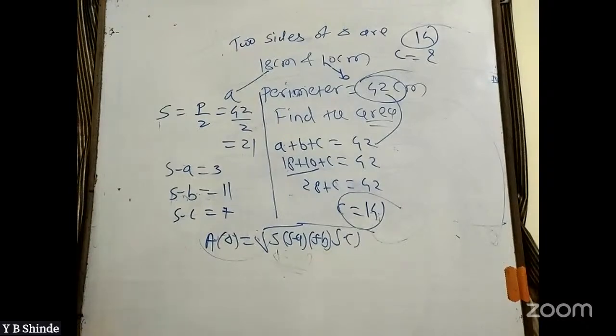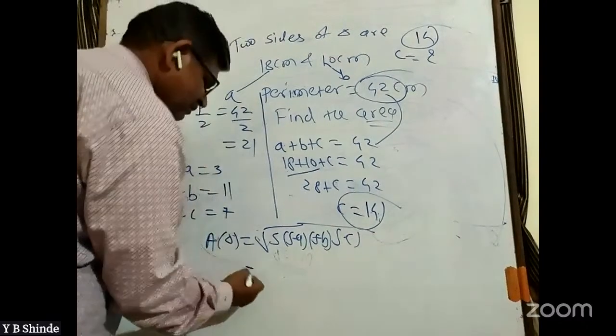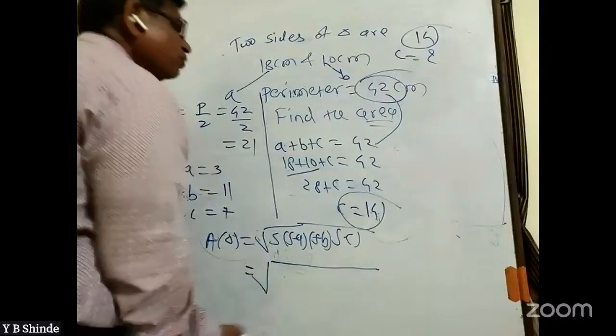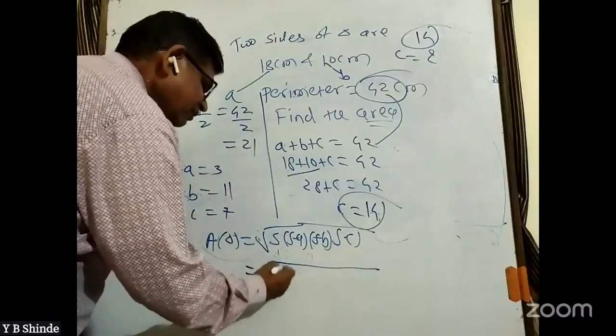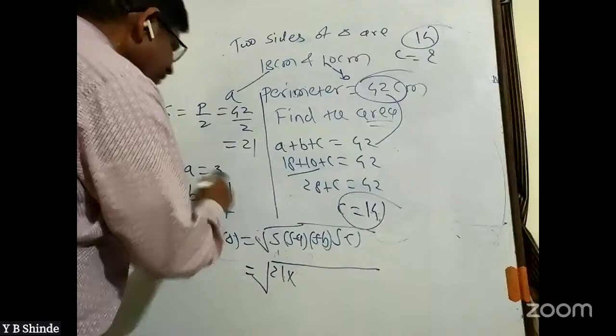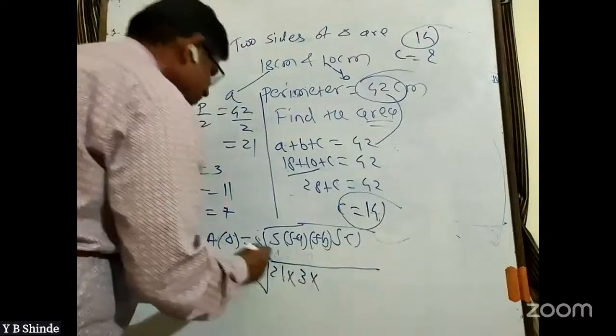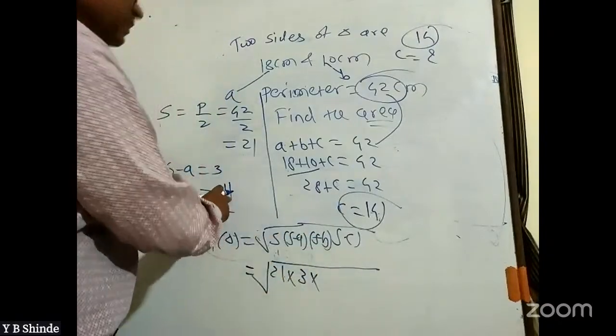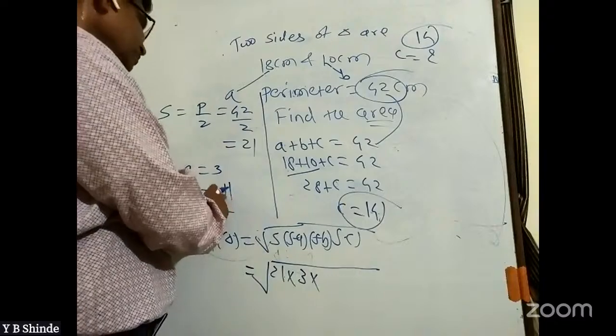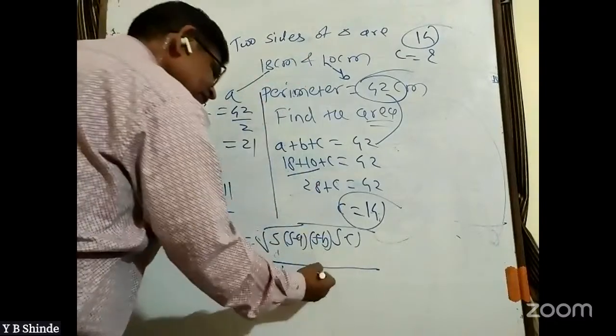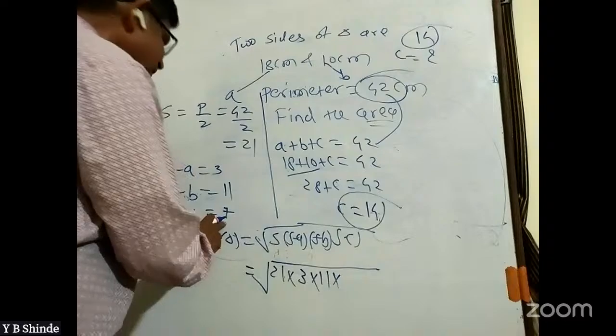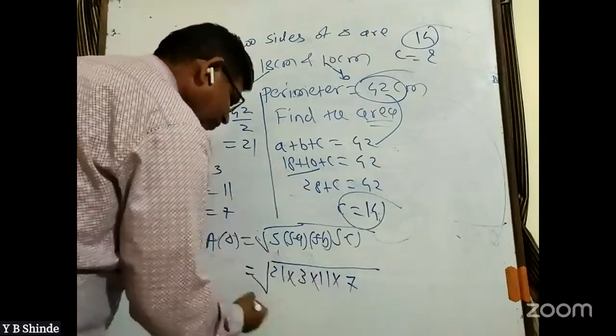Now, the area of the triangle will be what? Again, look at this calculation. What is the value of S? S is 21. What is S minus A? By our calculation, it is 3. What is S minus B? Is it 11? 11 plus 10 is 21. Yes, 11. What is S minus C? That is 7.